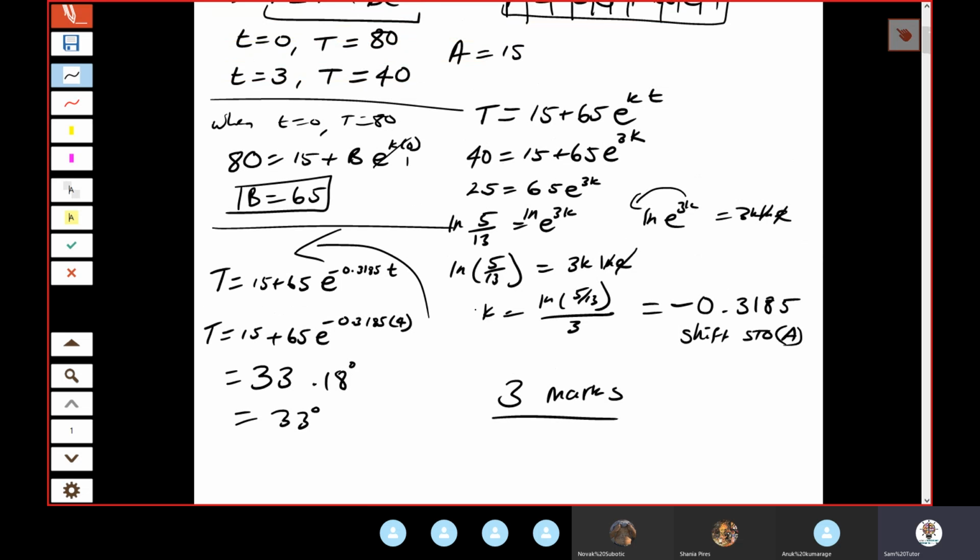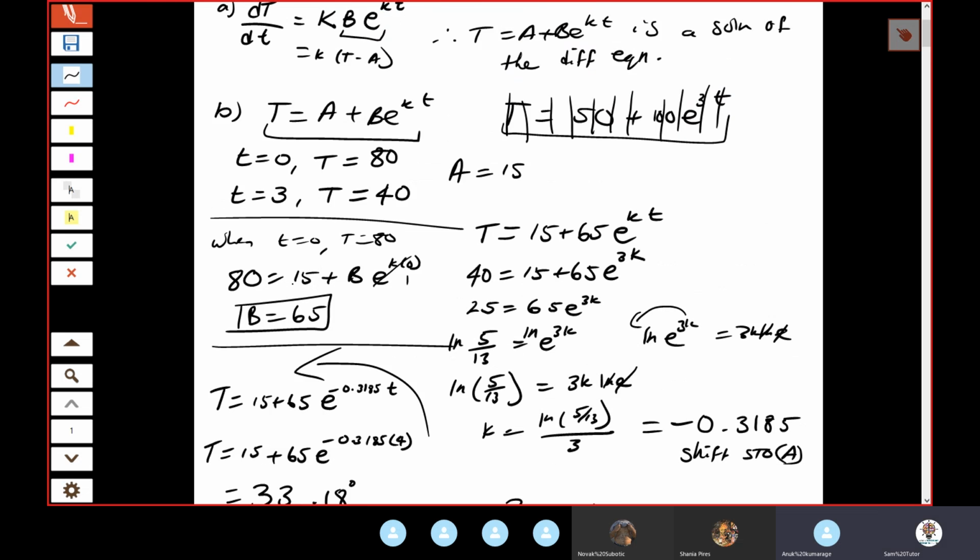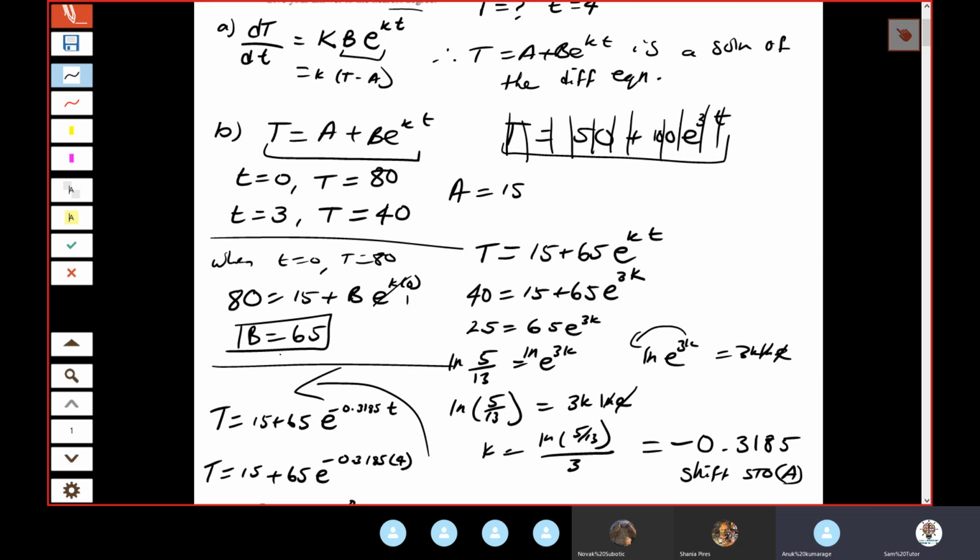Any questions before I move on? Sam: So when you're solving for B and K, you use the final values, so 3 and 40? I don't know what you mean by the final values. Because you use 3 and 40. I use 3 and 40 after I use 0 and 80. So it doesn't matter which one you use, right? As long as they're the same.